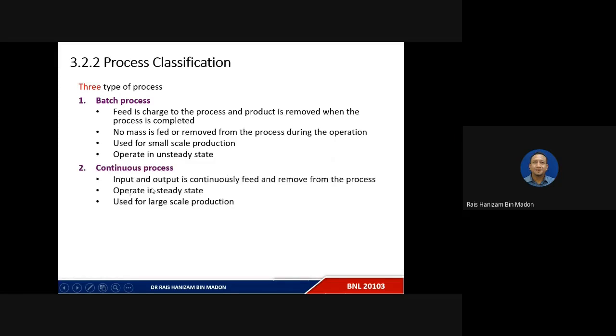Next is the continuous process. Input and output are continually fed and removed from the process. Operates in a steady state. Used for large scale production. Okay, simple.